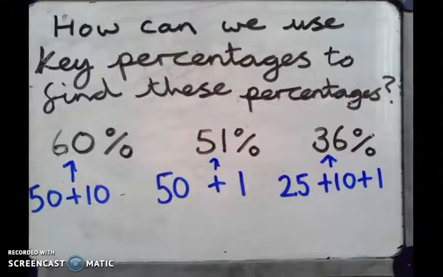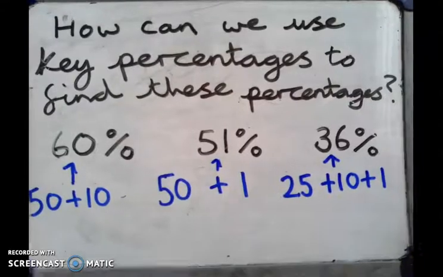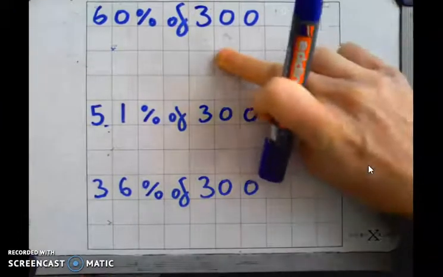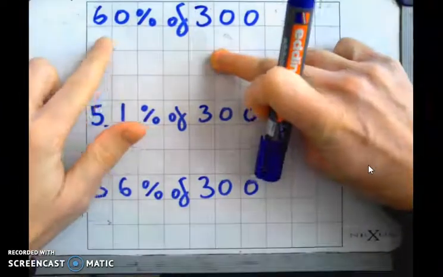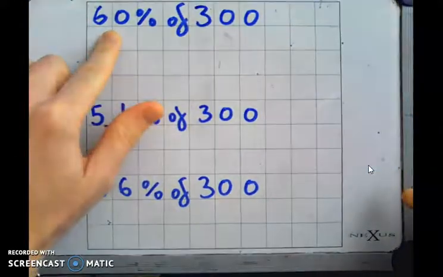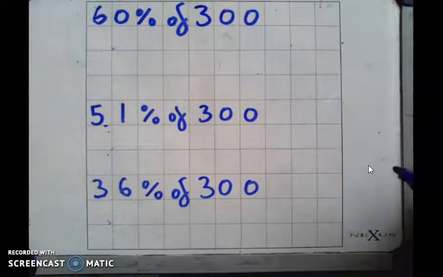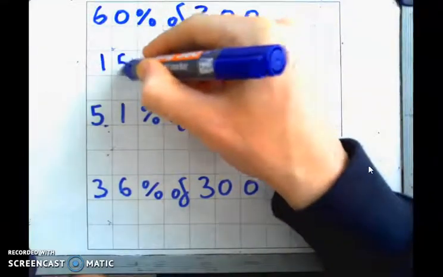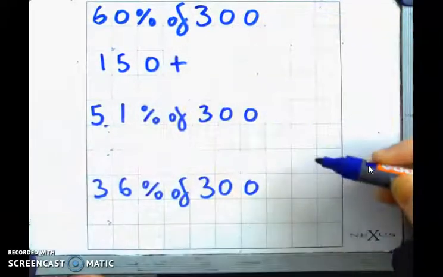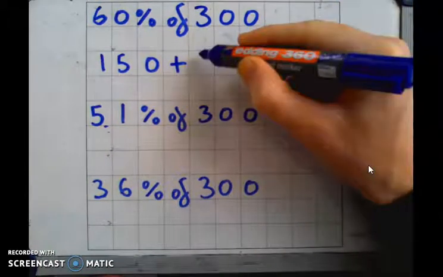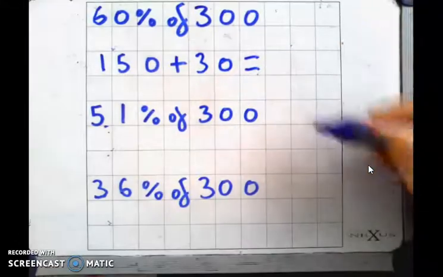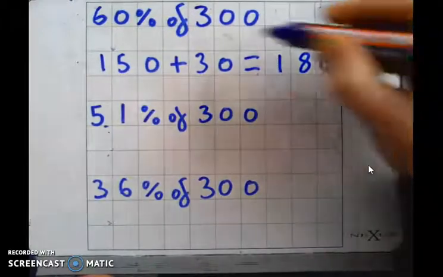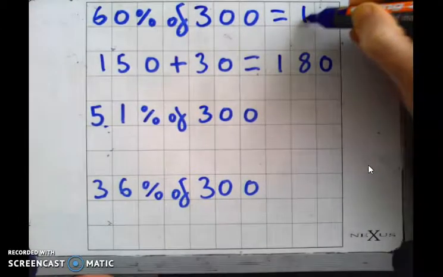Let's try that now with the number 300. 60% of 300. Well, we know that 60% is 50% plus 10%. 50% of 300 was 150. 10% of 300 was 30. 150 plus 30 is 180. So 60% of 300 is 180.